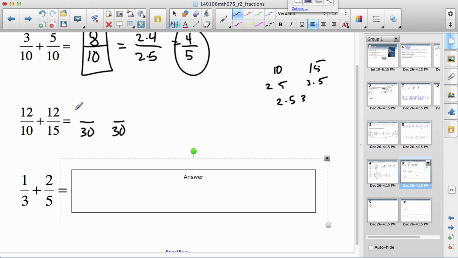So I would do the same thing on the top. 12 times 3 is 36. 15 to 30, I'd need to multiply by 2, so I'd need to double this top thing, or 24. Now that I have a common denominator, I can keep the denominator the same and add the top two. The top two come out to be 60. Oh, that's interesting. And 30 goes into 60 2 times, so my answer to this question would simply be 2.